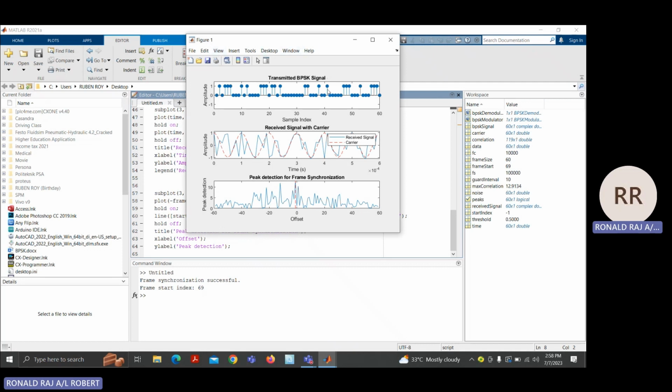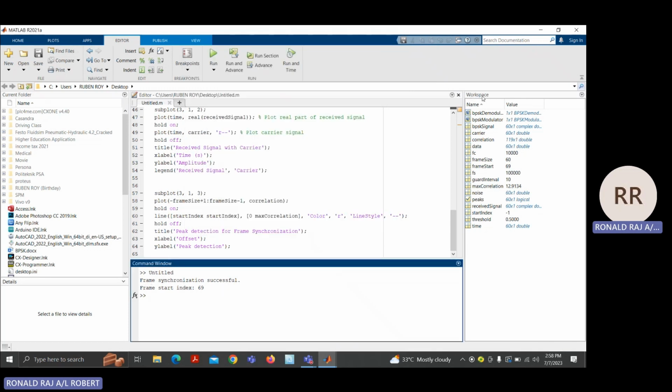Then we run the coding. In the command window, it shows that frame synchronization is successful. The frame start index is 69. The workspace function is to generate the waveforms of the coding.